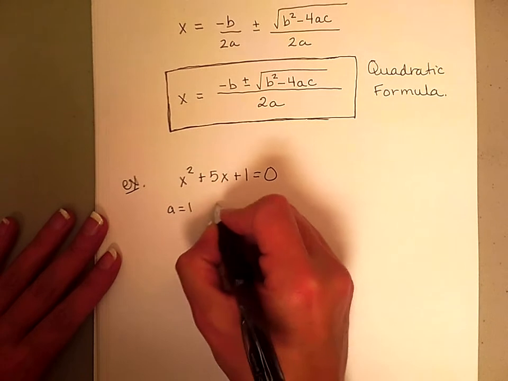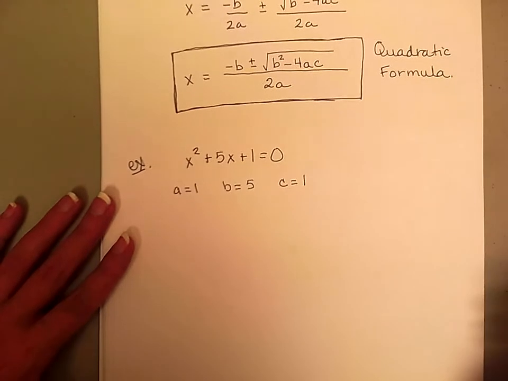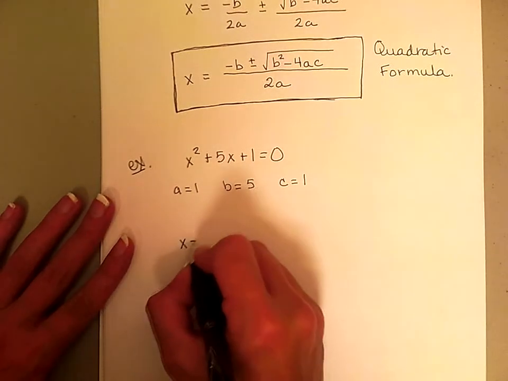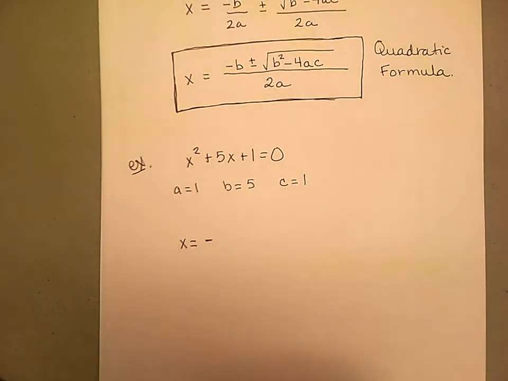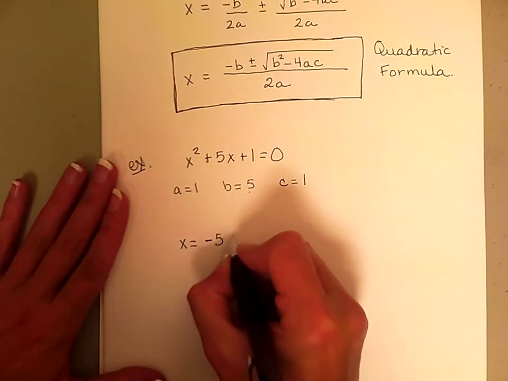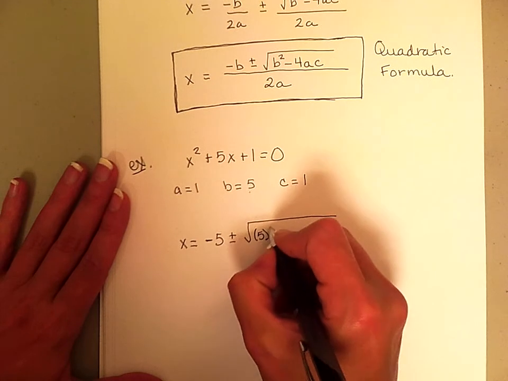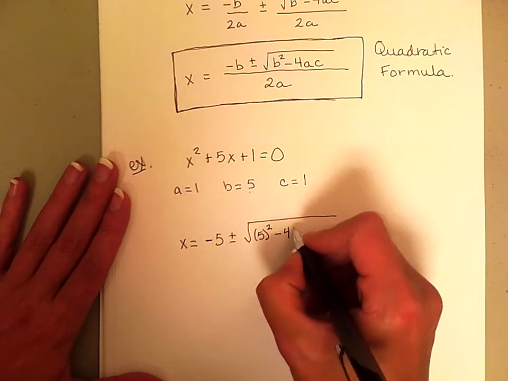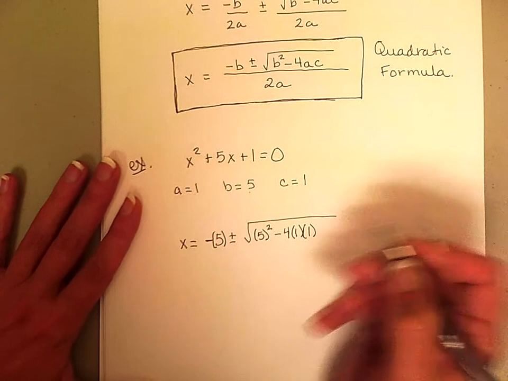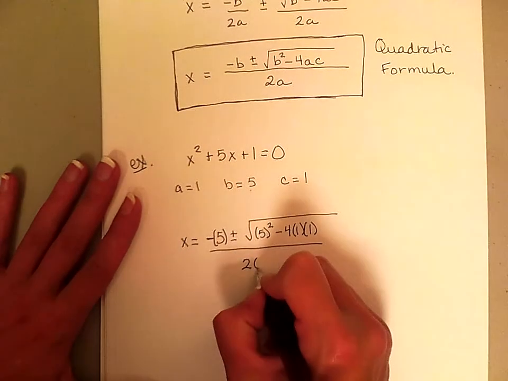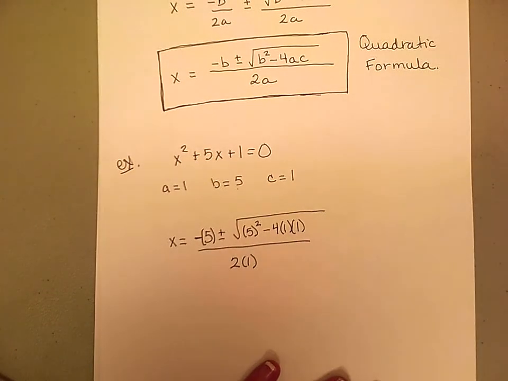So a is equal to 1, b is equal to 5, and c is equal to 1. So x is equal to, from the formula, negative b, which is 5, plus or minus the square root of 5 squared minus 4, I should put everything in parentheses, times a, which is 1, times c, which is 1, all over 2 times a, which is 1. So yes, you're going to need to know the quadratic formula.